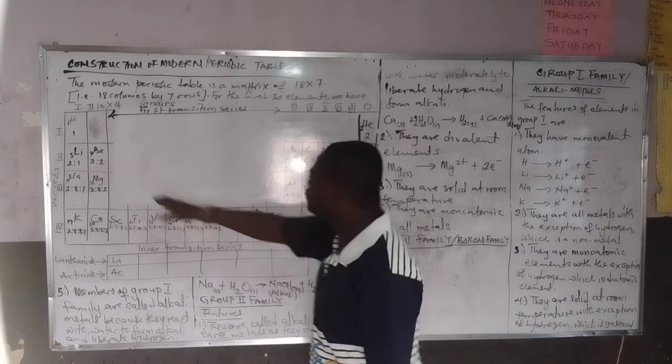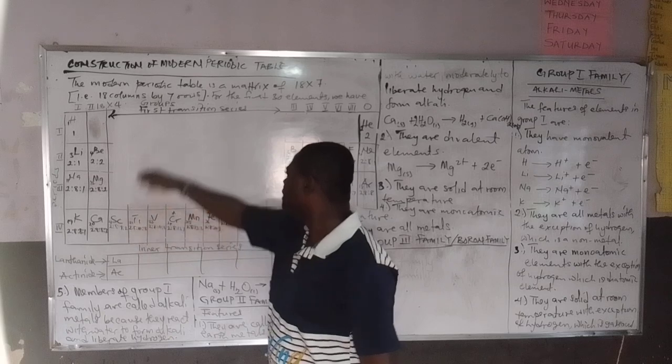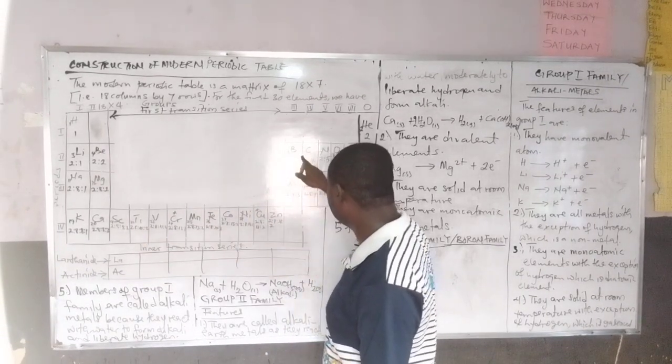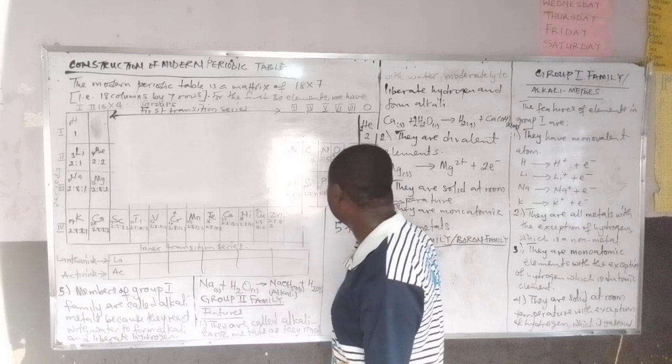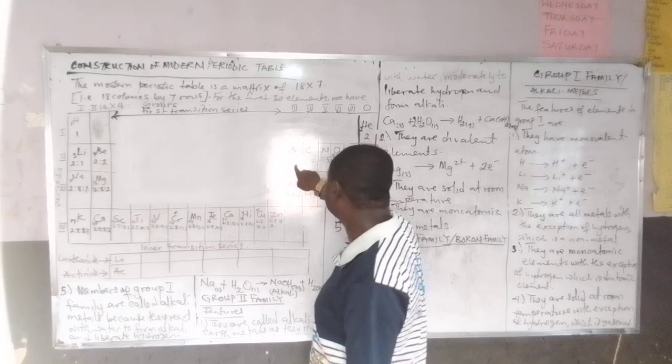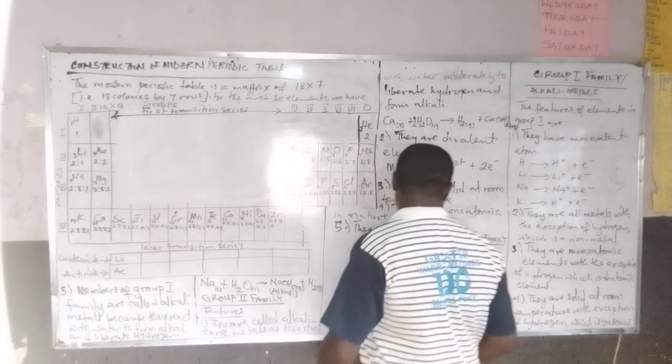I told you between group 2 and group 3, there is a space occupied by transition elements. And in this group 3, you have boron, you have aluminium, you have some other things. But this one is capturing the first element. So the first element there is boron, B. That's why it is the boron family.